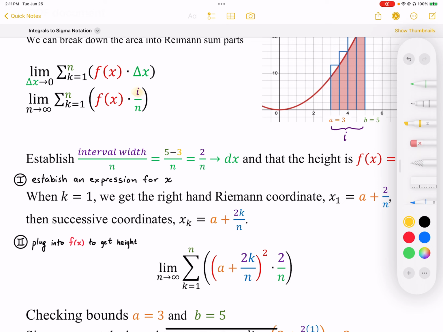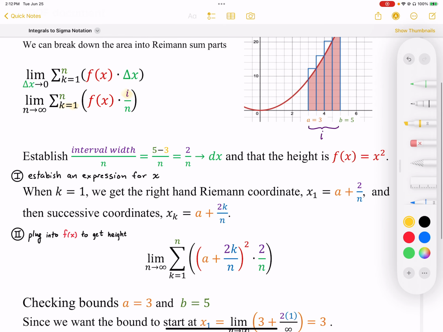So we're going to start with k equals 1. So notice that our sigma form has a k value here. We're going to count from 1, 2, 3, 4, successively up to n. So let's start at k equals 1 to get the right-hand coordinate. To get the right-hand coordinate, we're going to start at a, our starting value. In this case, it's going to be 3. And we're going to add 1 interval width, or 1 delta x.